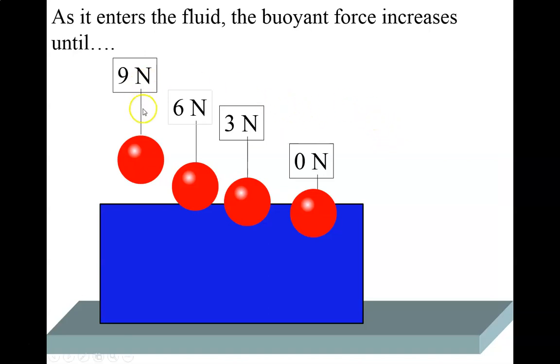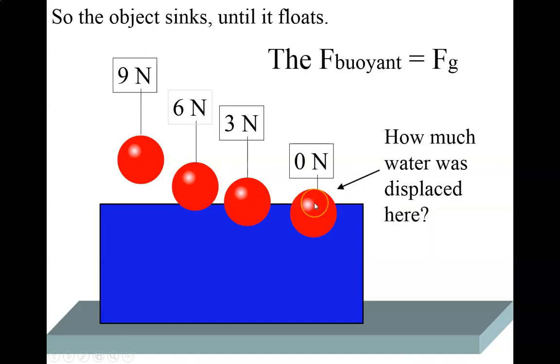So let's say we take a 9 newton object, we put it a little bit in the water, and its apparent weight is only 6 newtons. We let it sink in a little bit more, and its apparent weight is only 3 newtons. We let it rest on the surface of the water, and its apparent weight is 0 newtons, and it's not fully submerged. So as it sinks deeper and deeper in the water, the more water it displaces, and the greater the buoyant force acting on it.